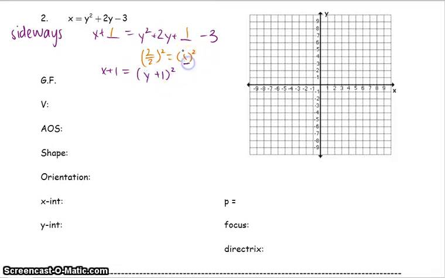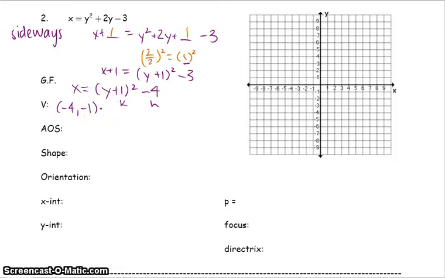We got that 1 from our b value divided by 2. We have our minus 3. When we subtract 1 from both sides, we get this in factored form of x equals (y plus 1) squared, minus 4. Okay, so at this point, our vertex, remember, this is our k and this is our h. So our vertex is going to be (-4, -1).